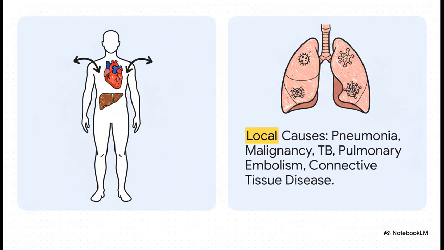And here's why that distinction is so powerful. Transudates are usually caused by systemic whole-body problems. Think heart failure, cirrhosis, kidney disease. It's a pressure problem. Exudates, on the other hand, point to a local issue. Something is wrong right there in the chest. Inflammation or disease, like pneumonia, cancer, or TB.